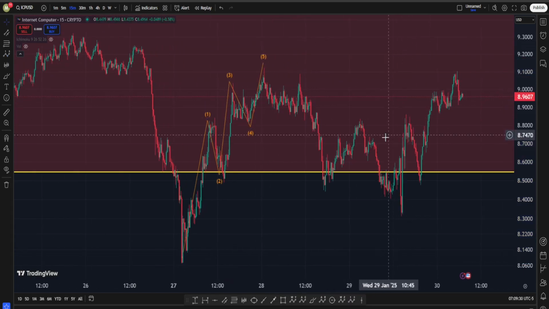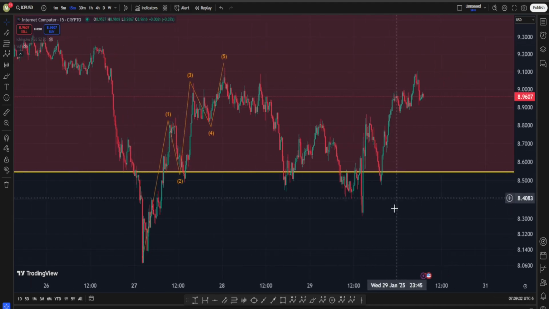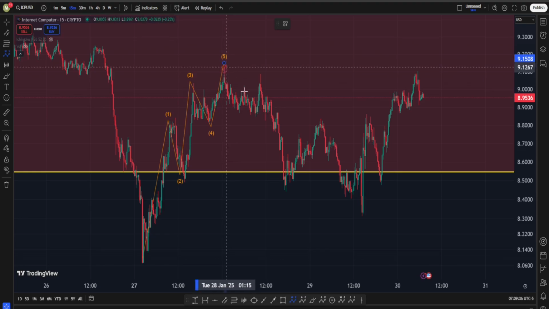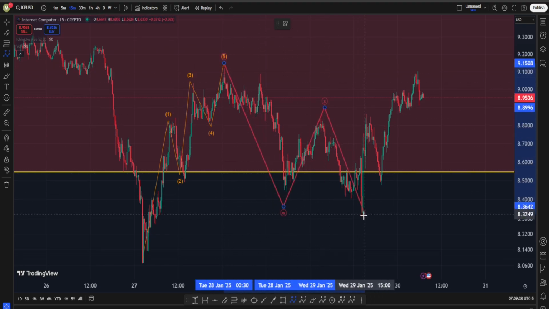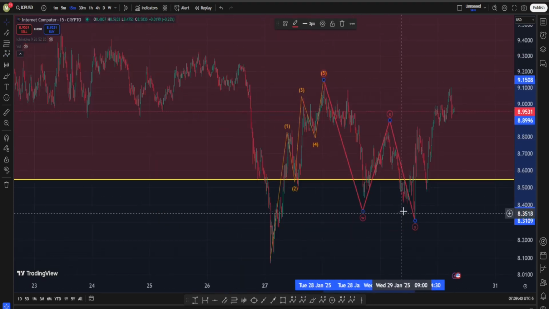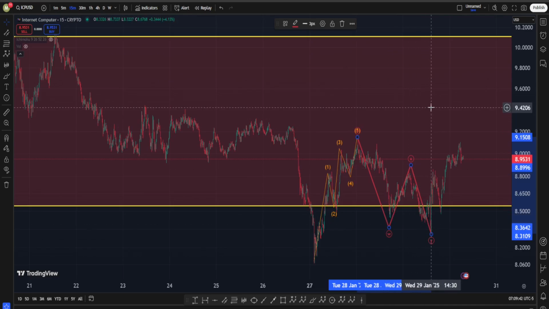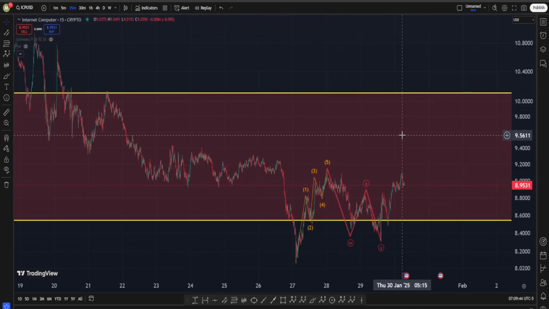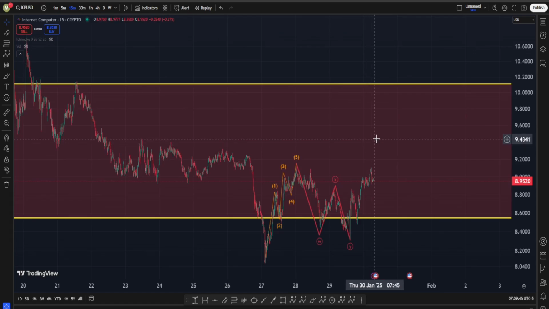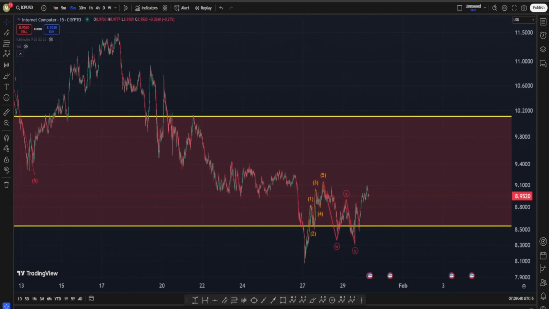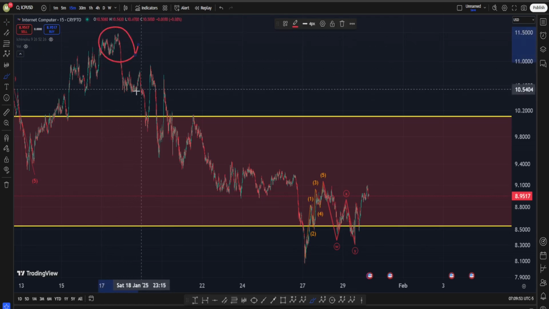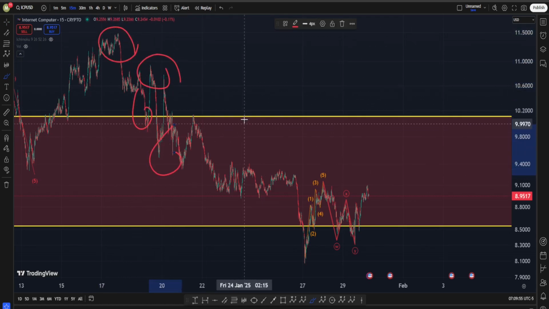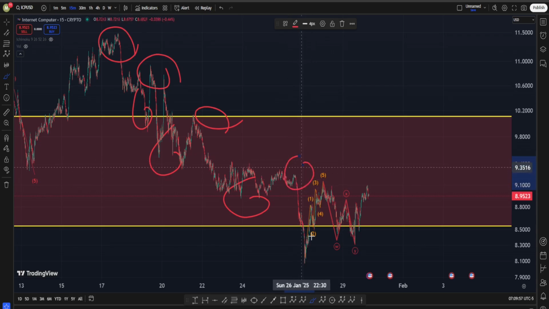Followed by that, we are going to have a correction structure down, and I can tell you, yes, it is actually a WXY, in the form of a double zigzag, to about this point. Now, what do we want to see in ICP in order to be able to be bullish with quite a bit of confidence? First things first, what do we have in this area in terms of classic trends? A series of lower highs and lower lows right in here. So this is a very solid downtrend.